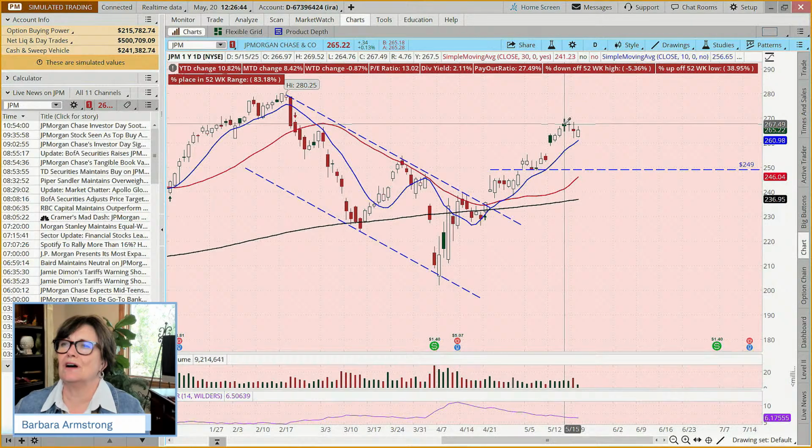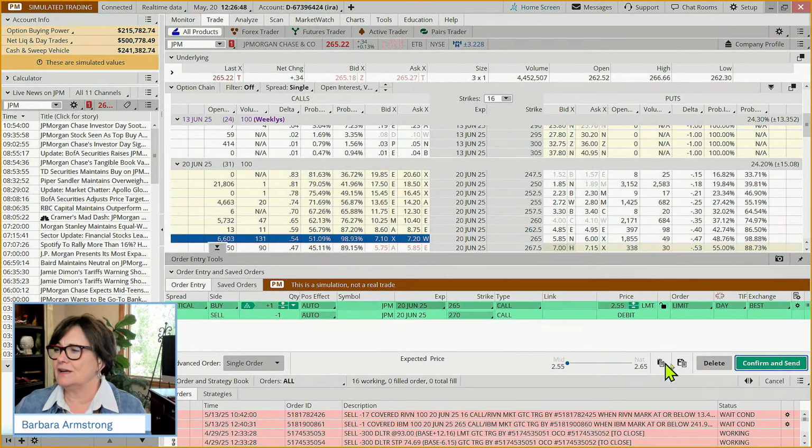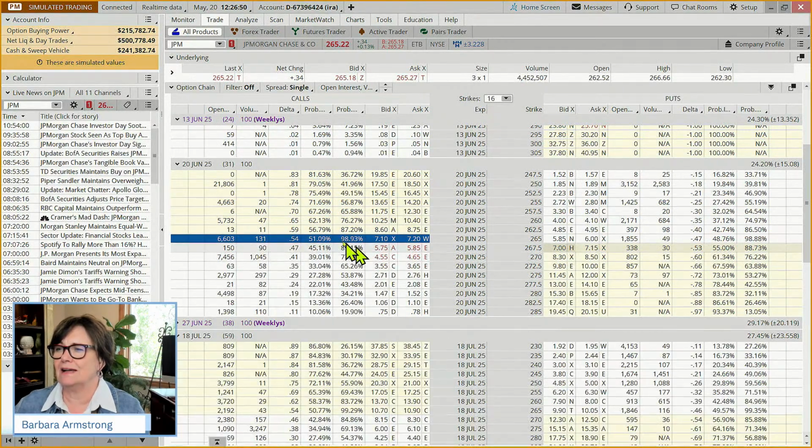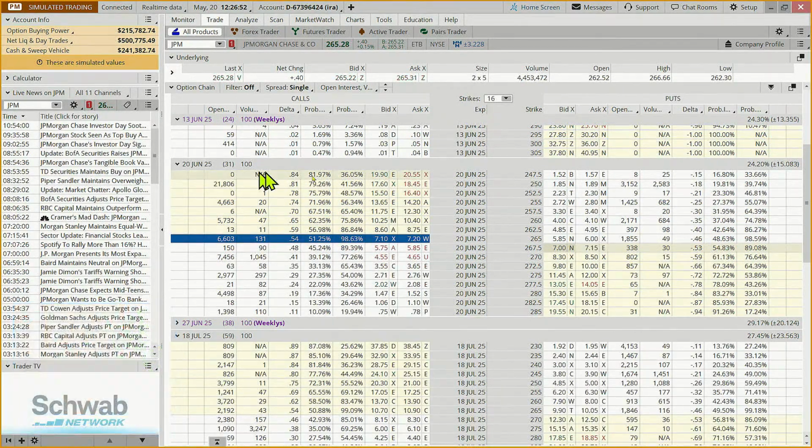It was 269.52, so I'm just rounding. So if we come to our trade tab and we say, okay, to buy the 265 call, and this is 31 days we're going to be in this, and we want to be in this at least 3 weeks plus the number of days.